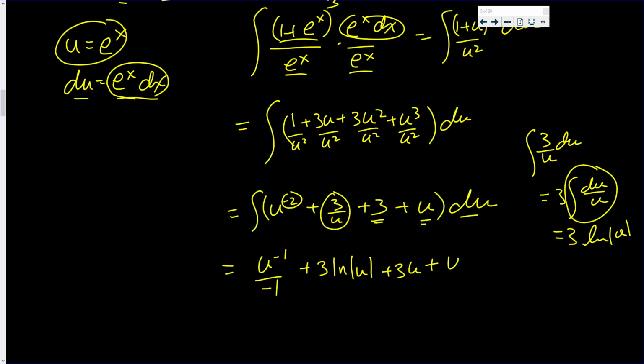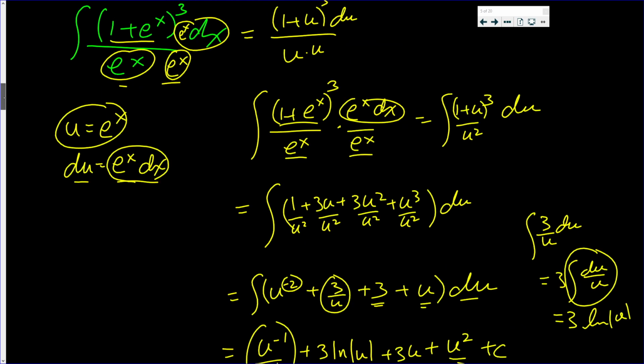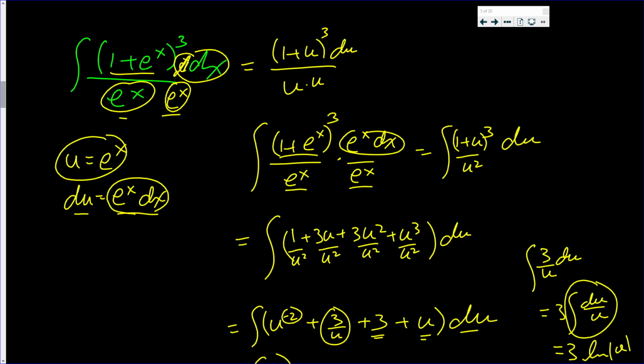The integral of u is u squared over 2 plus c, and u was e to the x. Well, that's negative 1 over u. That's how I write u. Plus 3 ln of e to the x. E to the x is never ever negative, so I don't need absolute value bars. Plus 3 e to the x plus e to the 2x over 2 plus my constant. Okay, and that is the integral of the beginning problem.